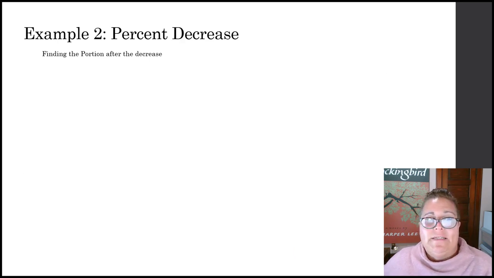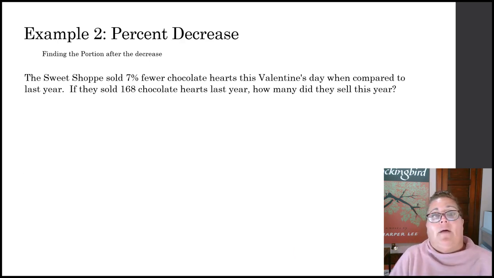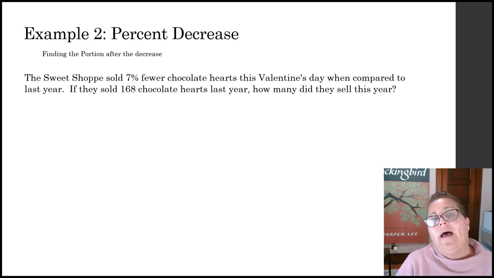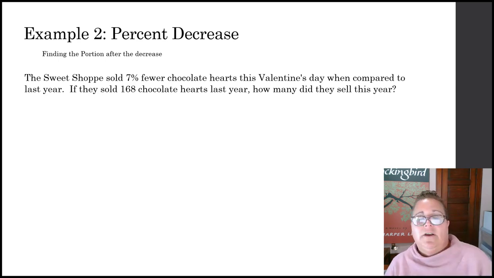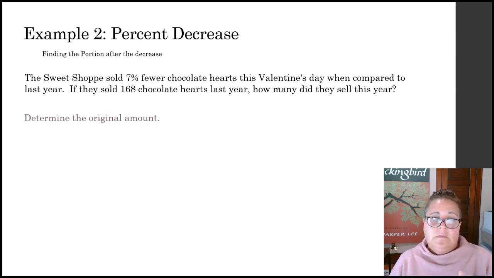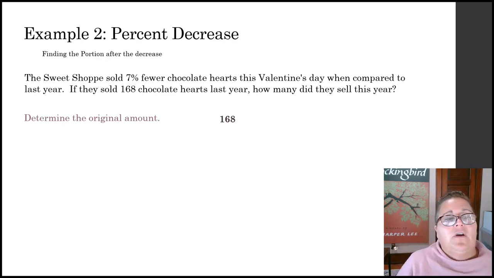What about a decrease? Well, here's a decrease problem. The sweet shop, love that place, sold 7% fewer chocolate hearts this Valentine's Day when compared to last year. They sold 168 chocolate hearts last year. So how many does that mean they sold this year? So the original amount is what they sold last year. That's what I'm comparing the current to, is last year. So 168 is the number I'm using.